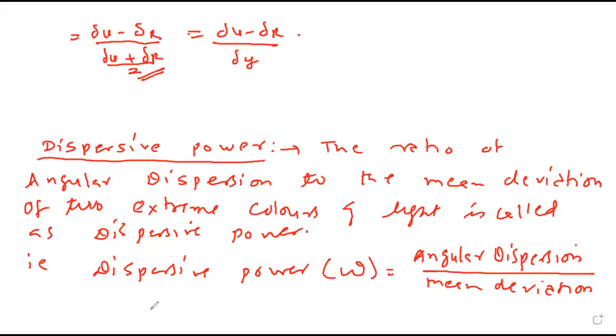So delta V minus delta R upon the average is called dispersive power. The same formula I can convert in terms of refractive index, or omega equals A into (mu V minus mu R) upon delta V minus delta R.